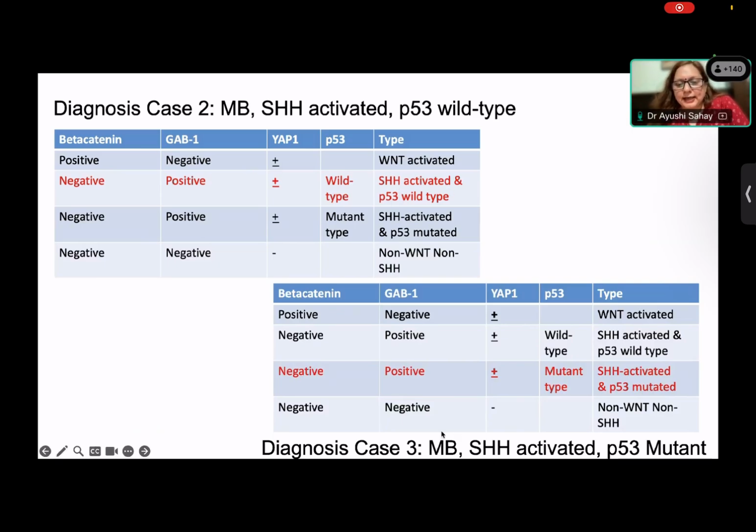And for the next case, though it was beta-catenin negative and GAB1 positive, this was P53 mutant type. So this was a medulloblastoma which was SHH activated and P53 mutant. So on the basis of histology as well as combining with this IHC, you are able to give a molecular diagnosis, a surrogate molecular diagnosis.